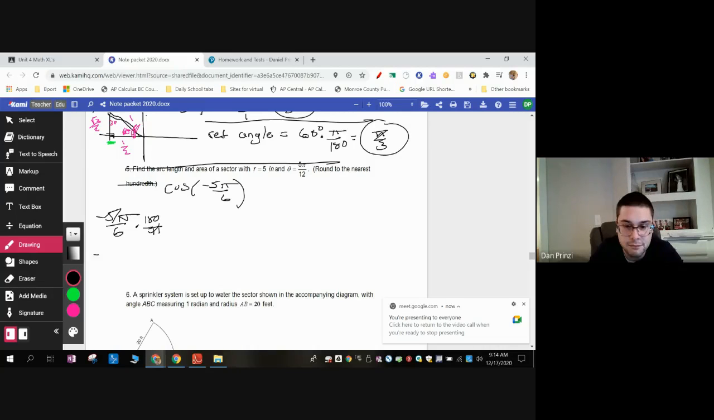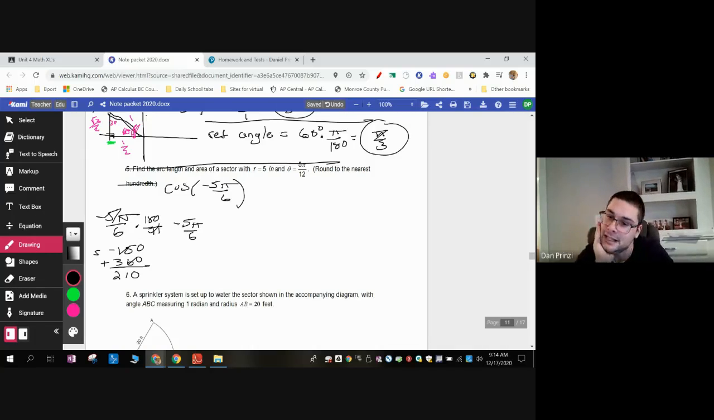Yeah, good. Negative 150. Okay. So if I want to add 360 to it, is everyone good with 210? Now, if you really liked radians and you wanted to practice fraction math, what could you add to negative 5 pi over 6? Instead of adding 360, what could you add to it to put it in radians? What's like adding 360 in radians? Come on, guys.